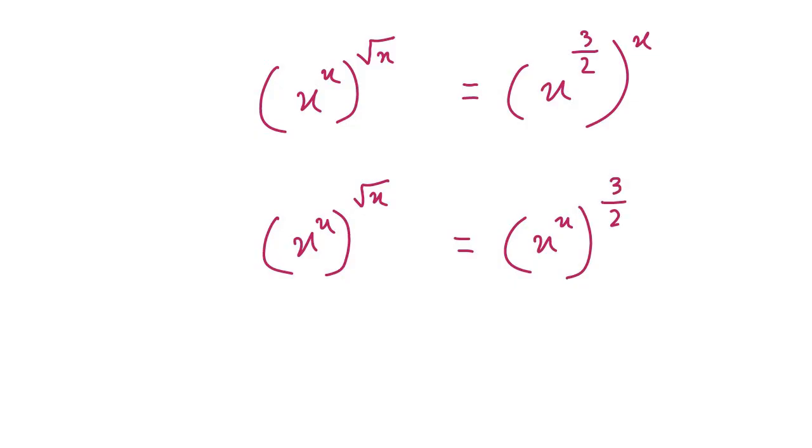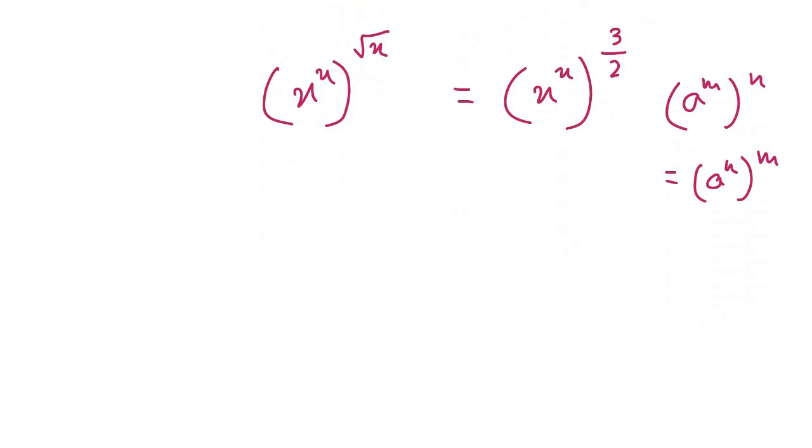We can exchange the power here. If we have a to the power m whole to the power n, we can write this as a to the power n whole of m. We can exchange the power. Since the bases are same, bases are x to the power x, so the powers will be same. So we can write square root of x equals 3 by 2, because if we have a to the power m equals a to the power n, we can write m equals n.